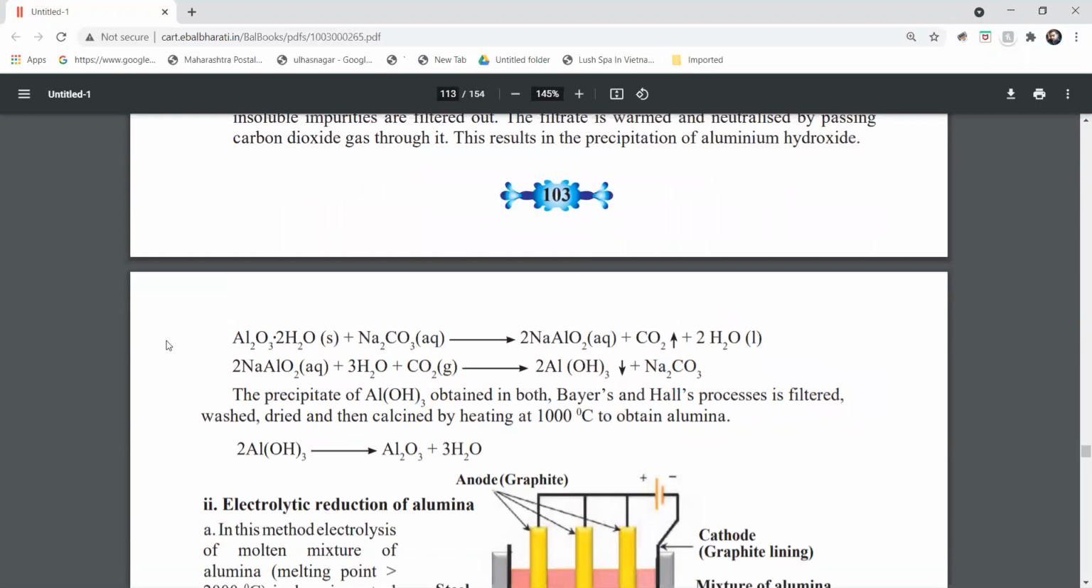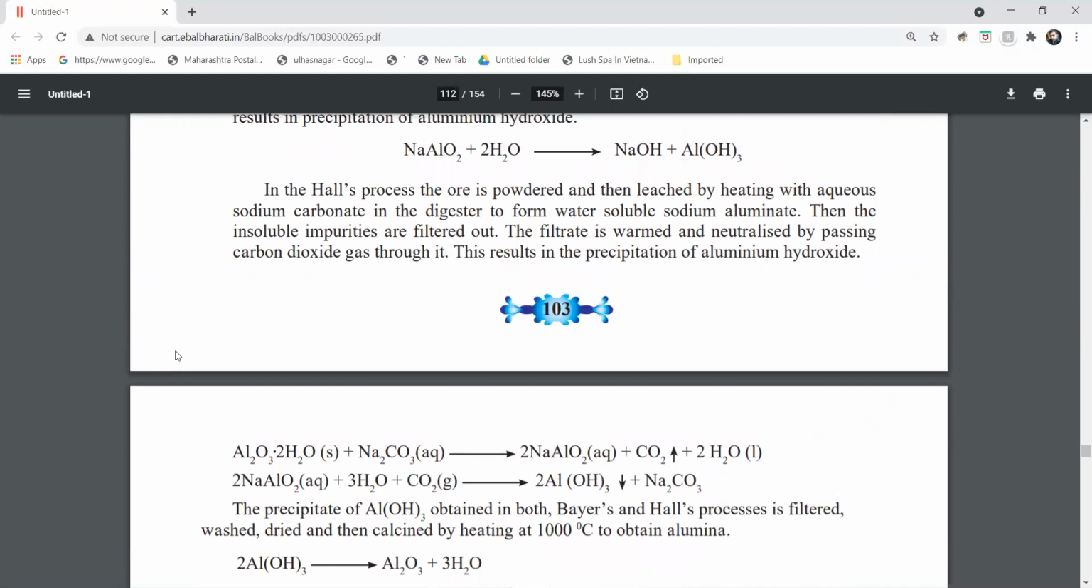So you have the formula here. You have bauxite ore, and bauxite ore is added with sodium carbonate in an aqueous solution, which gives you sodium aluminate again. So even in the Bayer's process, we got sodium aluminate. You can see that here, and even here you get sodium aluminate. Carbon dioxide is released and water. Now this sodium aluminate is again mixed with more water and carbon dioxide gas is added to it, through which you have a precipitation of aluminium hydroxide.